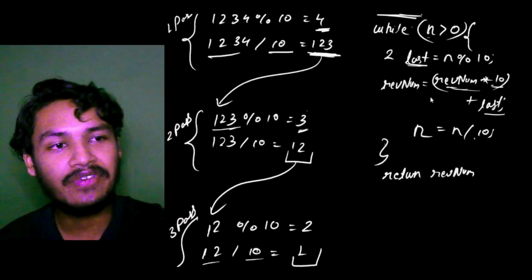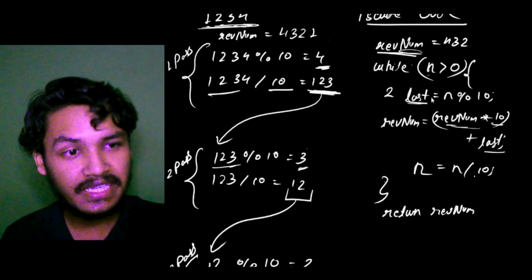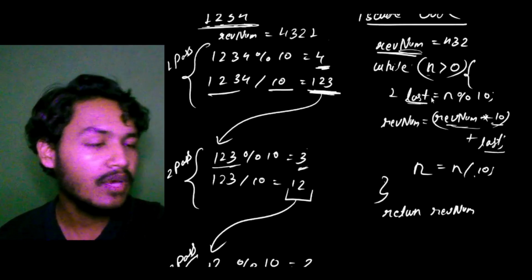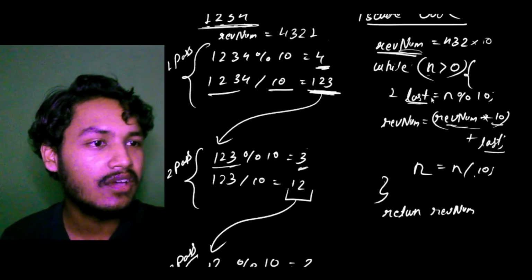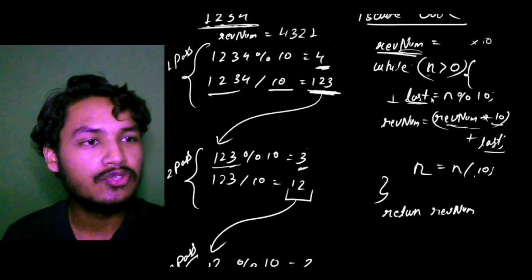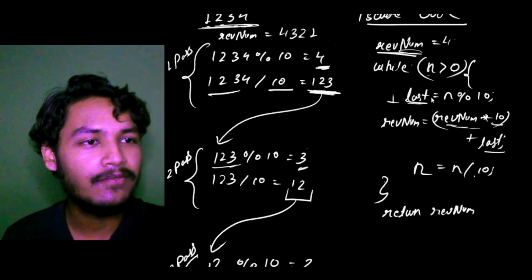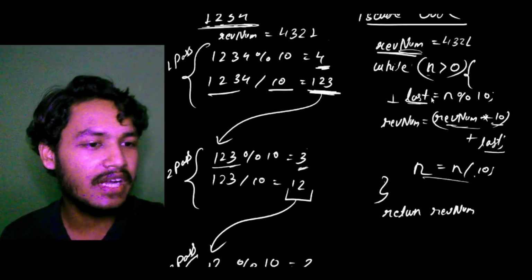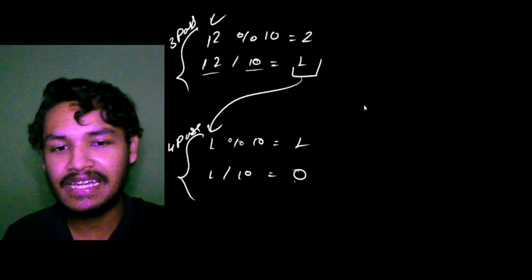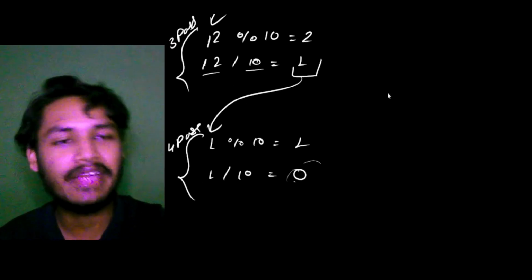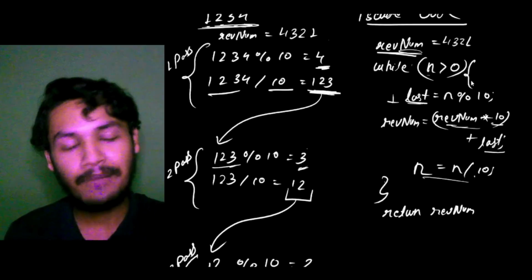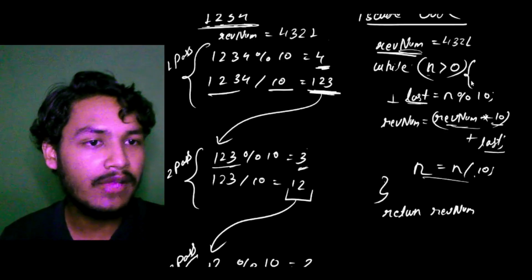You can see 1 is still greater than 0. We are again taking modulus, the last digit will be 1. Again we are multiplying the reverse number with 10, and then we are adding this last digit, which is 1. So after completion of this step, we will have 4, 3, 2, 1, and then again we are dividing this number by 10. We will get 0, and 0 is not greater than 0. That's why in this step our while loop will break.